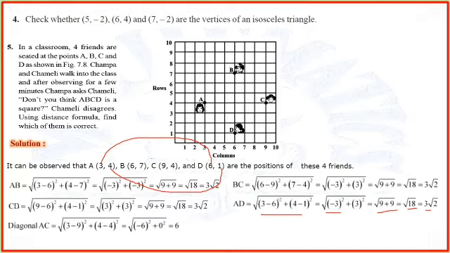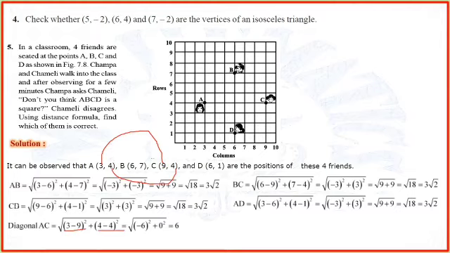Now the problem is that all four sides are equal in two cases. One is a square, the other is a rhombus. So now we need to check, since in a square both the diagonals are equal, but in a rhombus the diagonals are not equal. So for that we need to check the diagonal AC first. A to C means 3 minus 9 and 4 minus 4. 4 minus 4 is 0, 3 minus 9 is 6, so overall the value of AC is 6.